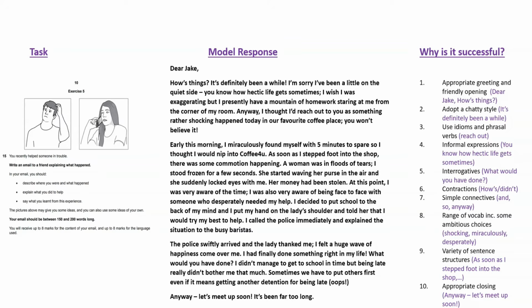Number 5, I've used interrogatives. For example, what would you have done? Number 6, I've used contractions, how's and didn't. Number 7, I've used simple connectives, and, so, anyway. Number 8, I've used a range of vocabulary including some ambitious choices, shocking, miraculously, desperately. Number 9, I've varied my sentence structures. There's lots of simple and complex sentence structures. For example, as soon as I stepped foot into the shop. And number 10, I've used an appropriate closing. Anyway, let's meet up soon.